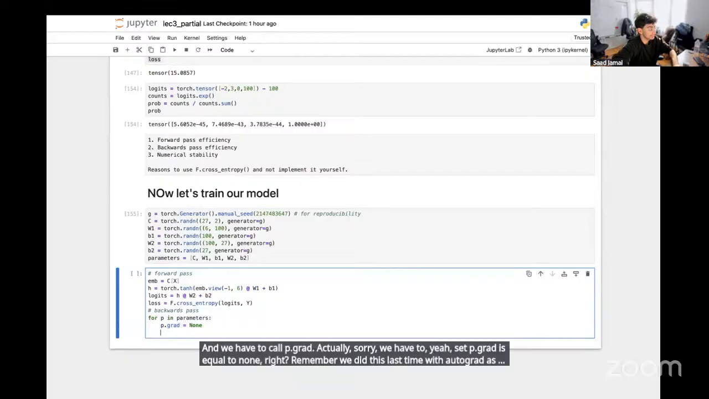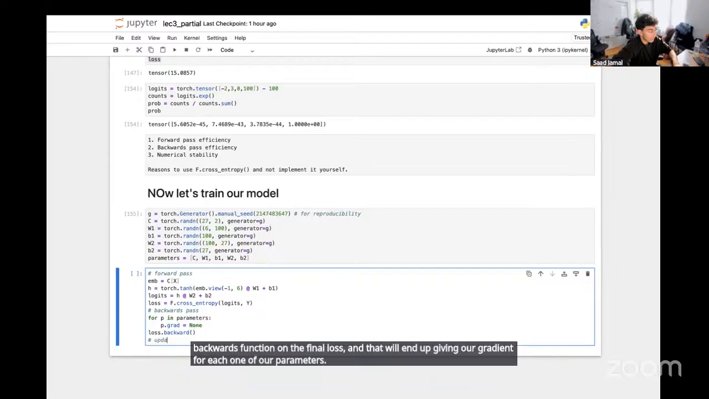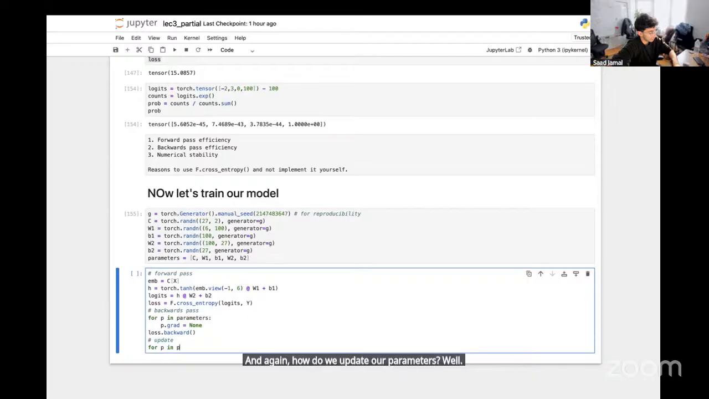Set all the gradients to none. Once you've done that, then you can call the backward function on the final loss, and that will end up giving our gradient for each one of our parameters. And again, how do we update our parameters?